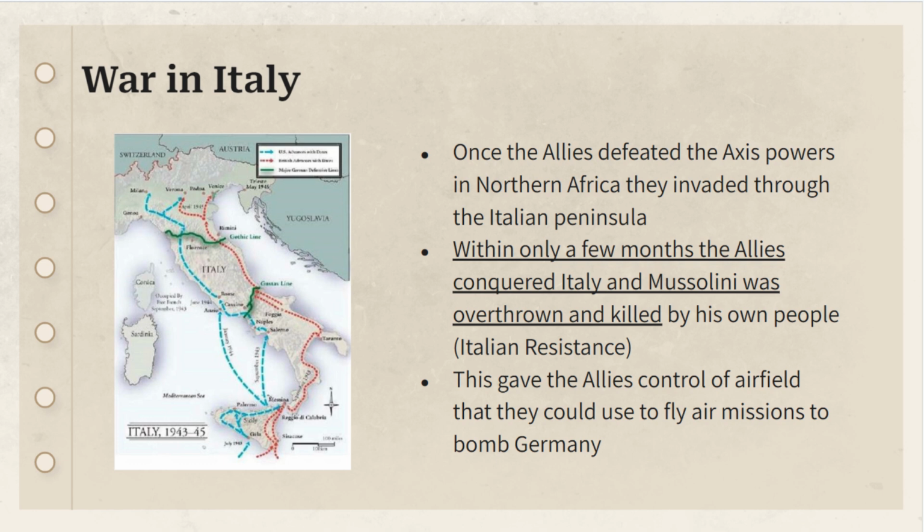Within months of the Allies invading Italy, Mussolini is overthrown and he's eventually killed by Italian partisans, his own citizens who had been part of the resistance movement. And this gives the Allies new airfields to be able to strike Germany at closer range, and it forces the Axis to fight on multiple fronts. Which is one of the reasons that Germany lost World War One, is that two-front warfare was too hard to maintain.